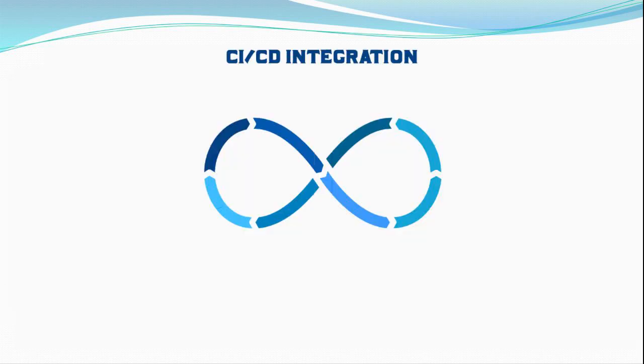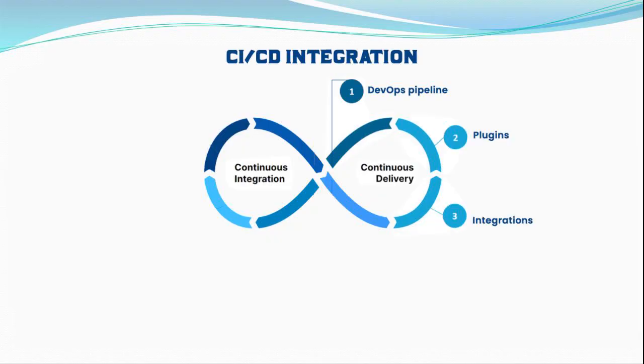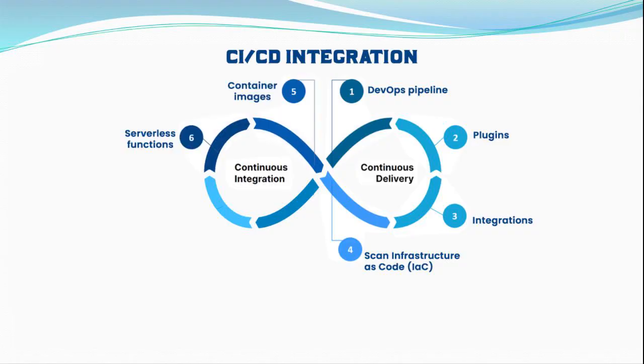To enhance automated security testing and continuous compliance, there is a need for a software development practice like CI/CD integration, which is called continuous integration and continuous delivery. This particular security integration is part of your DevOps pipeline. Use plugins and integrations to scan infrastructure as code, IaC, templates, container images, and serverless functions before they go live.